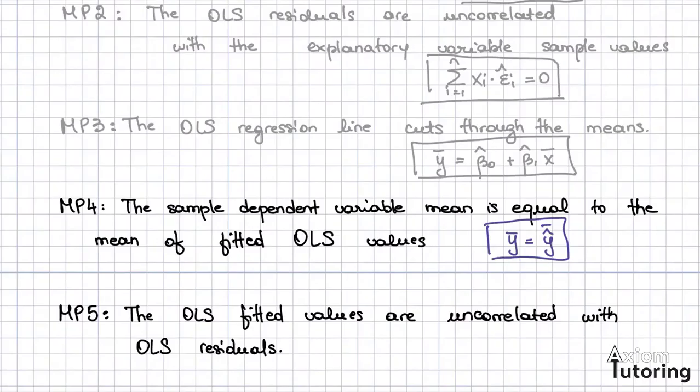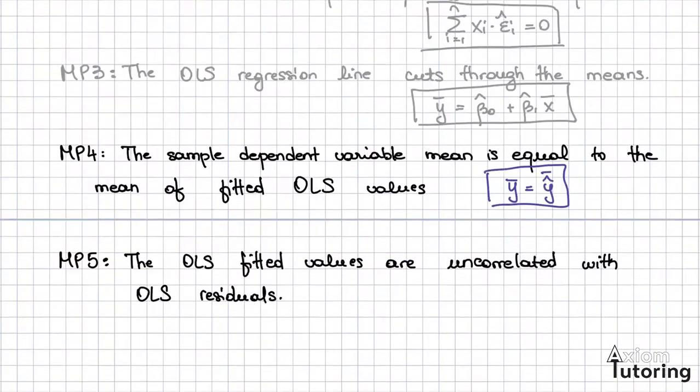The fifth mechanical property is that the OLS fitted values are uncorrelated with OLS residuals, and we will write that mathematically as the sum of yi hat times epsilon i hat being equal to 0. Now that we have written the mathematical expression for both the mechanical properties, let's dive into the proofs.